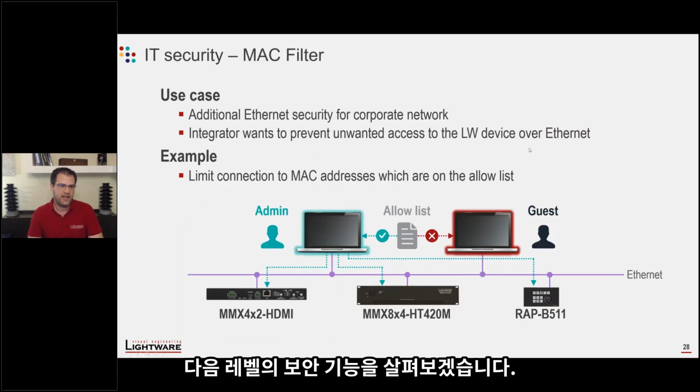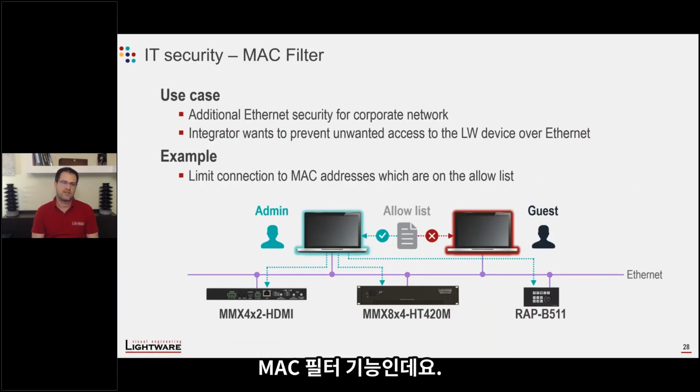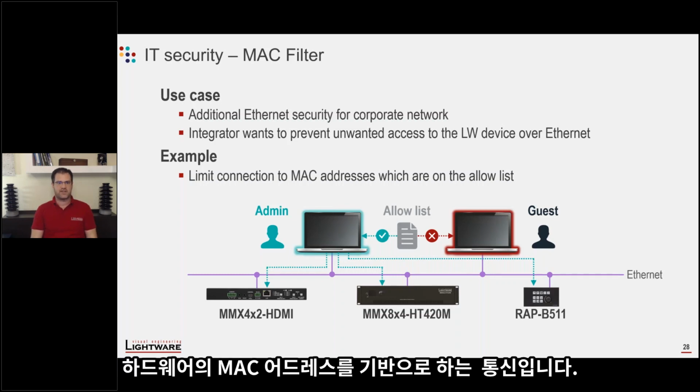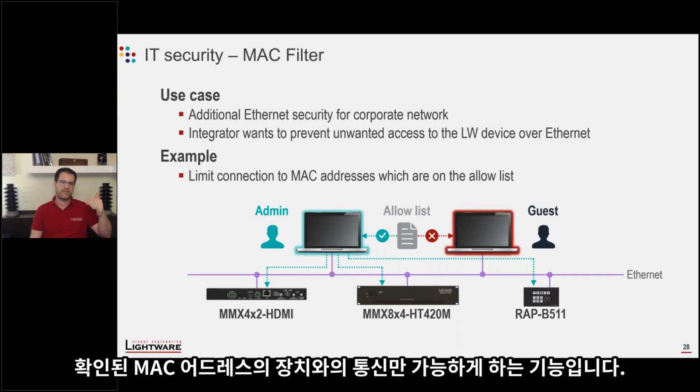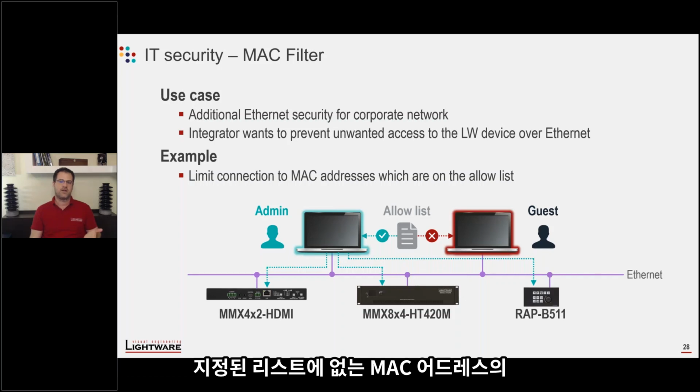And let's see another level of security, which is the MAC filter. That is a more physical filter, because it is selecting which hardware, which network interface is allowed to connect to the device. Actually, how we set it up, it is very common to have an allow list for different MAC addresses, and anyone who is not on that allow list will just be discarded, and will not be able to connect to the device.